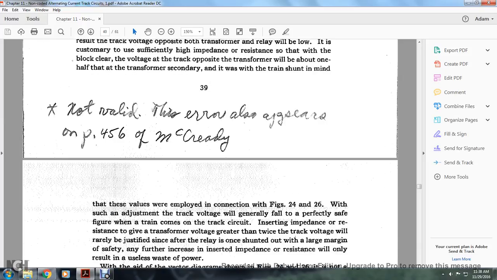It says the star is not valid. The arrow has the, I can't read that.